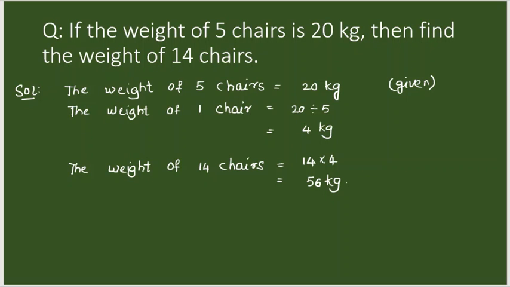So one thing you observe children here, to find the value of one unit, we need to perform division. To find the value of required number of units, we need to perform multiplication. First division to find the value of one unit, then multiplication to find the value of required number of units. This method is known as unitary method. Okay, thank you children.